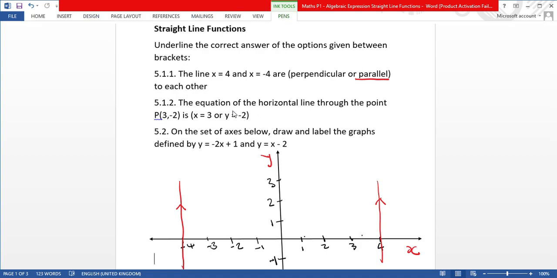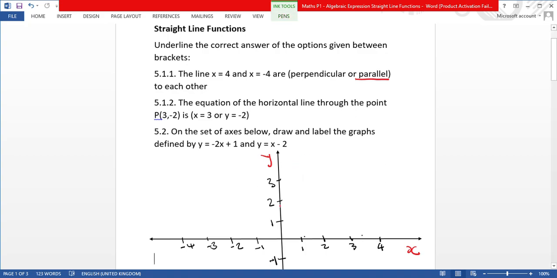So let's go to the next question. The next question says the equation of the horizontal line through the point P, which is (3, minus 2), is x equals 3 or y equals minus 2. Okay, before we answer that question, let's just wrap off the previous question.